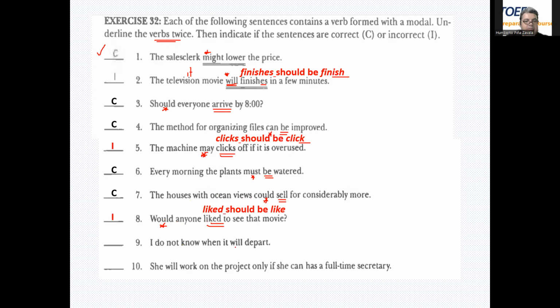I do not know when it will depart. Auxiliary will, depart. So this is okay. She will work on the project only if she can has a full-time secretary. Auxiliary can, and the main verb has. So this is not okay. Has should be have. She can have a full-time secretary. So it's incorrect.